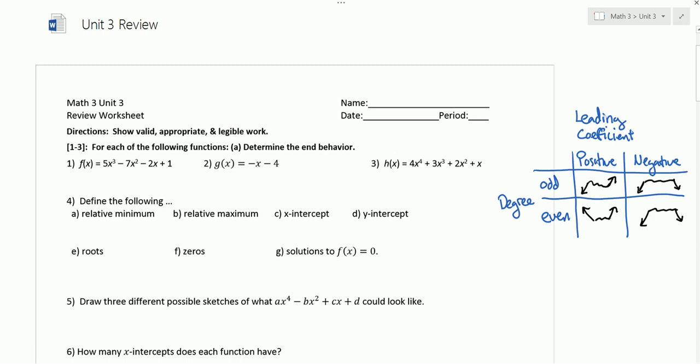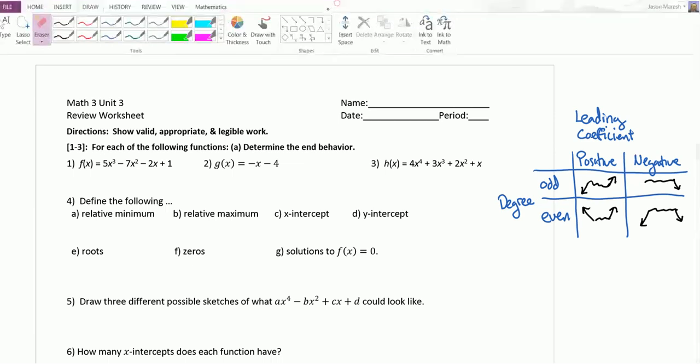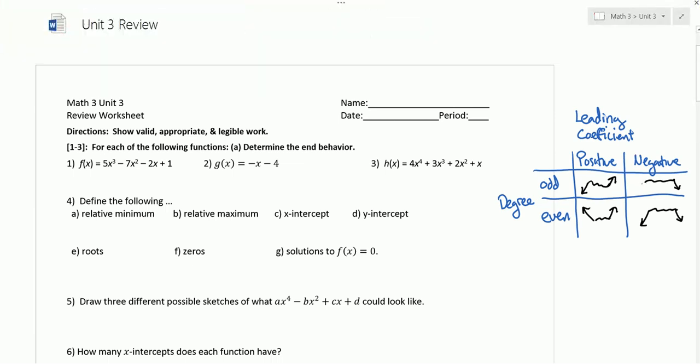So something went wrong here. We said odd is pointing in opposite directions, but I did not draw that. Sorry about that. There we go.